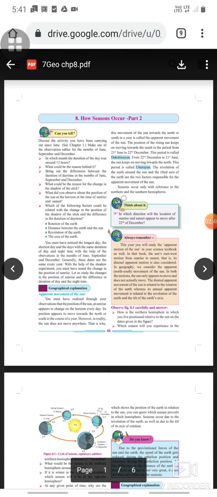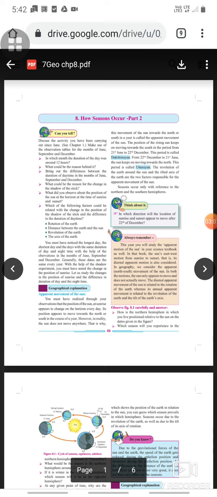The position of the rising sun keeps on moving towards the south in the period from 21st June to 22nd December. This period is called Dakshinayan. From 22nd December to 21st June, the sun keeps moving towards the north. This period is called Uttarayan. The revolution of the Earth around the sun and the axis of the Earth are the two factors responsible for the apparent movement of the sun.